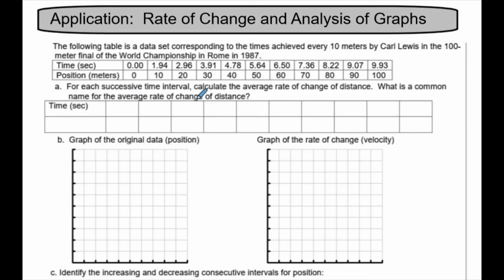Well, the common name for the average rate of change of distance is velocity. Velocity is a measurement of the input and output of position. And the way that units work for all rate of change, not just this problem, is it's the output per the input. So the output is meters, use this line for per, and then the input is seconds. So remember, output per input, so meters per second.